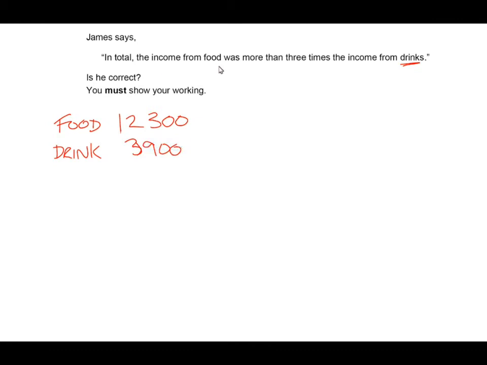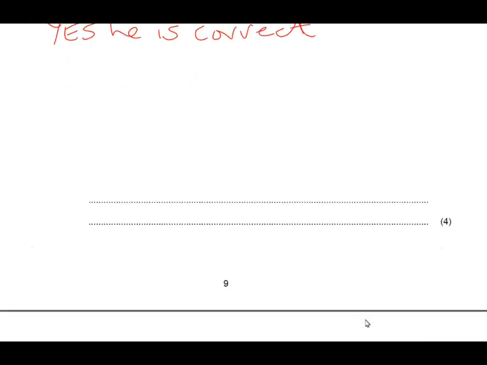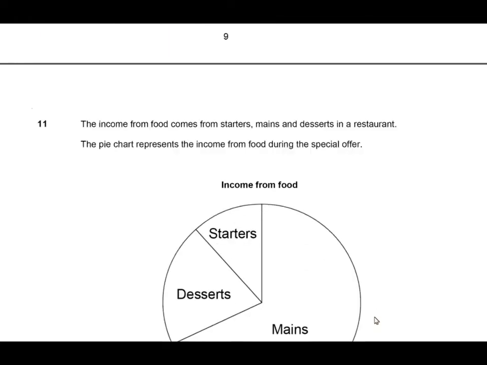So he's saying that in total, the income from the food was more than 3 times the income from the drinks. So if we multiply this by 3, it will tell us whether this is true or not. So the drinks income multiplied by 3 is 11,700. So it's still less than the income from food. So is he correct? Yes, he is correct. And that's worth 4 marks.